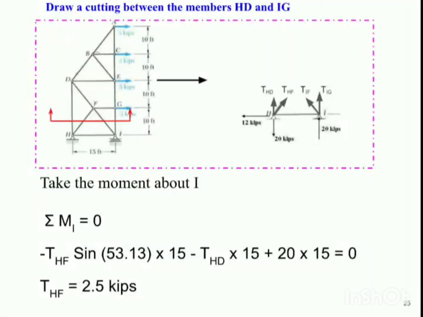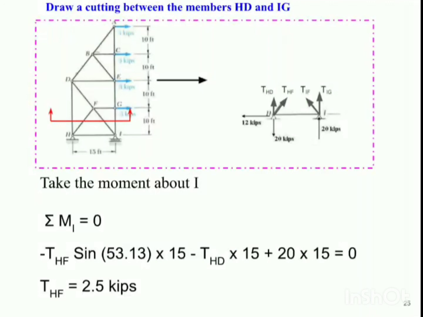So that the two forces TIF and TIG, as they are having the line of action passing through point I, their moment would be 0 about point I. Hence, we'll be left with only one unknown, THF. So, by finding out the moment about point I, we get the value of THF, that is 2.5. And in this way, we have found all the unknown member forces.